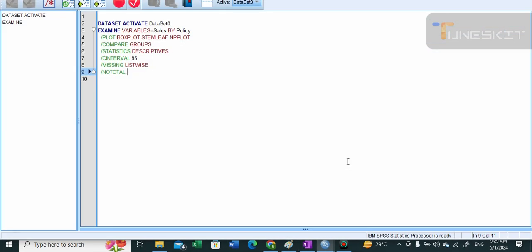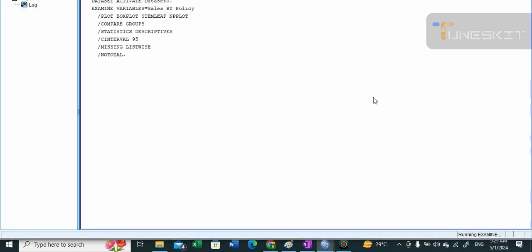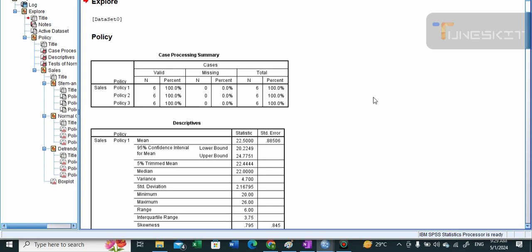Now we go for paste, then run, and this is how we get the output of explore.